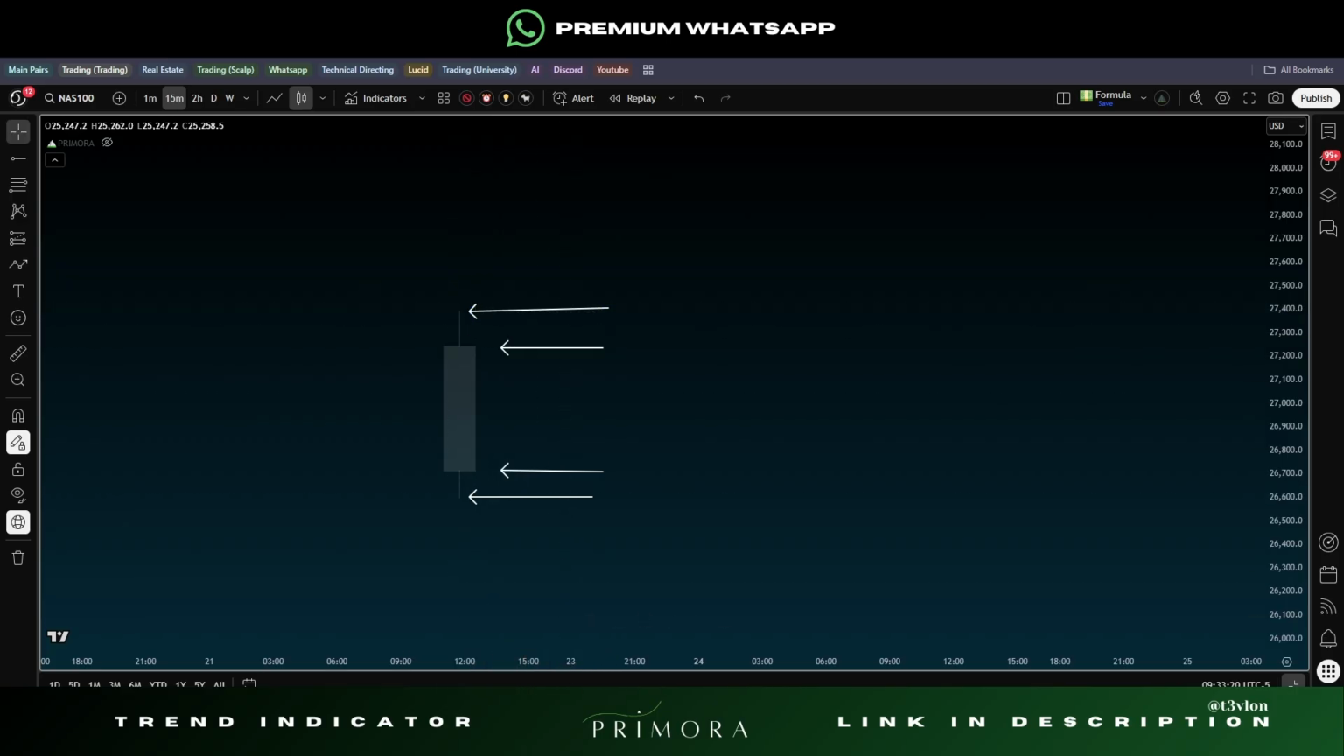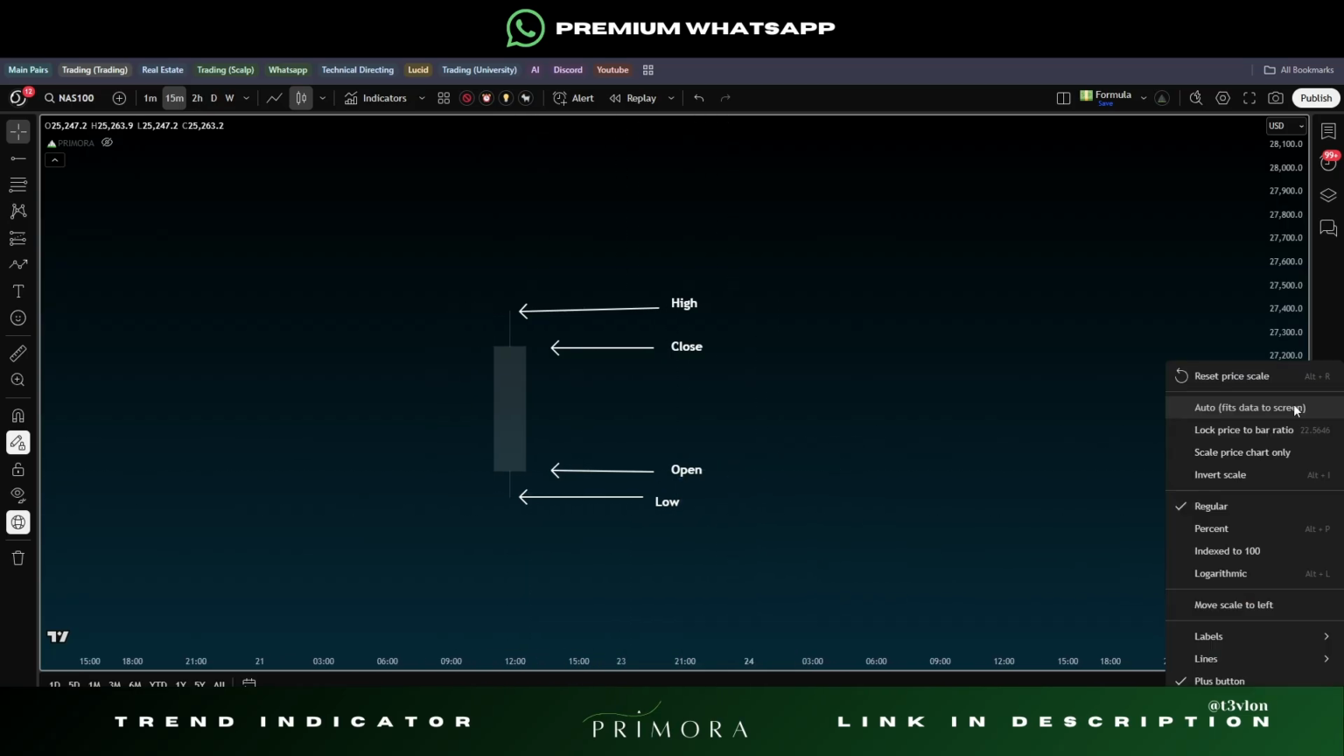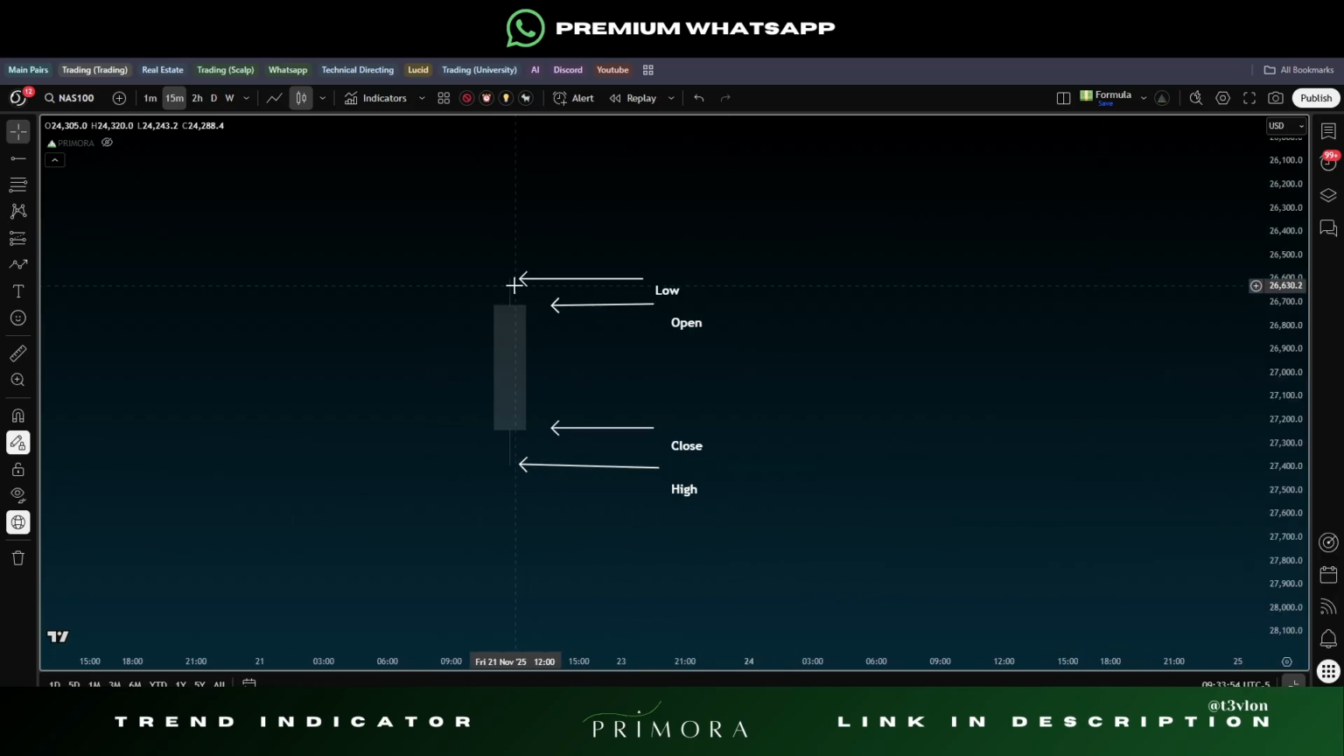This right here is the literal high of the price, wherever price moved, the highest it went. This right here, in a bullish candle at least, would be the close. This one right here would be the open, and then this one right here would be the low. Very simply put, right?